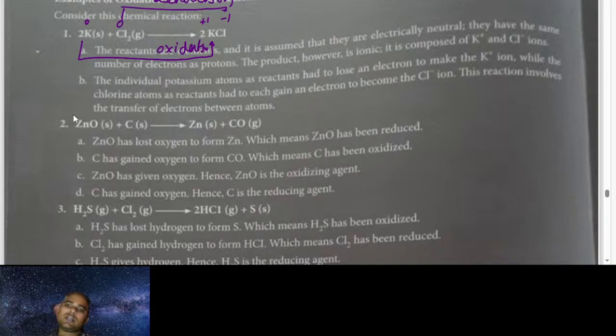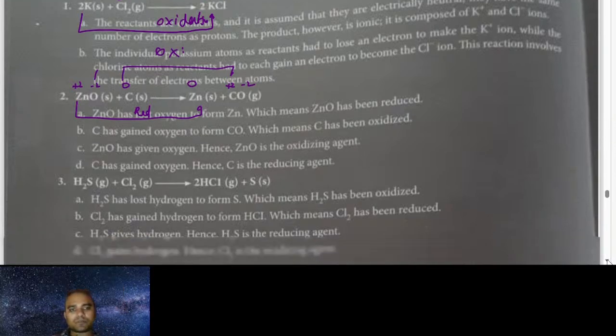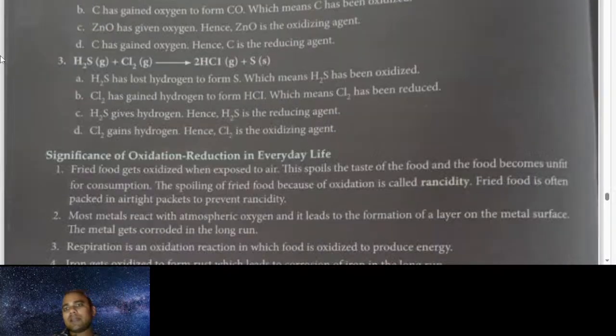Similarly ZnO, you see, student, here it is plus 2, minus 2 and 0. Here it is 0, here it is plus 2, minus 2. So zinc going from plus 2 to 0 means reduction, and here carbon going from 0 to plus 2 is oxidation, student. So these are going to be what, student? Redox reactions.